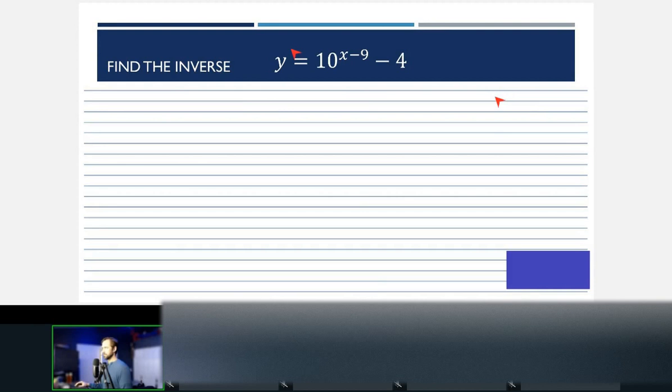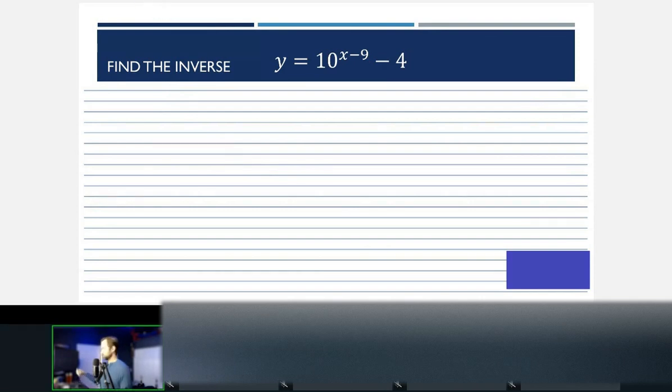So with that said, looking at this, we have y equals 10 to the x minus 9, and minus 4. We want to find the inverse. What is our first step that we learned last week? Switch x and y. Yeah, so to find the inverse, you first have to rewrite it by switching x and y. So let's go ahead and do that.